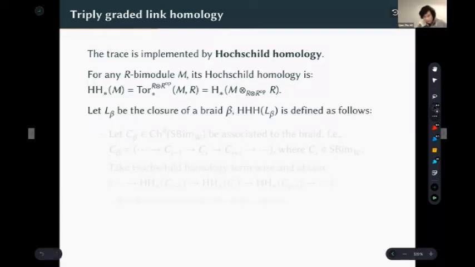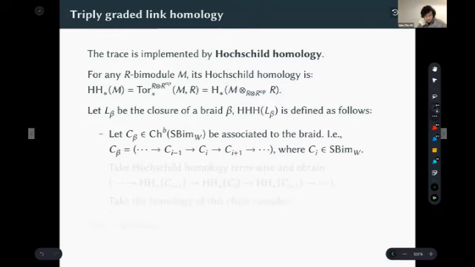Okay, so given a braid beta, let L_beta be the closure of the braid beta. Then the triply graded link homology of L_beta is defined as follows. The first step, by Rouquier's construction, you get C_beta, which is some chain complex of circle bimodules. Okay, so that's from Rouquier. In particular, I will use the following notation. C_beta is a chain complex where each of the C_i is a circle bimodule.